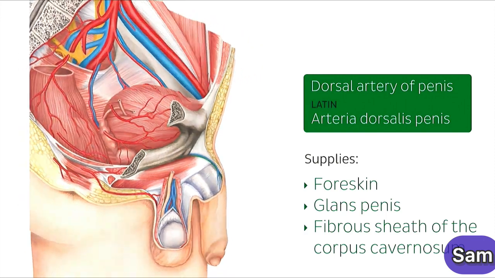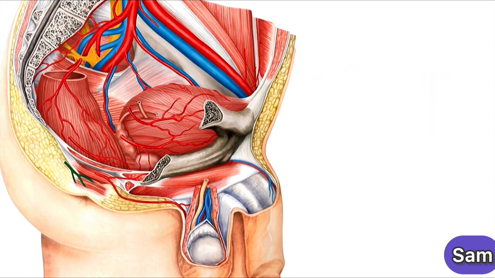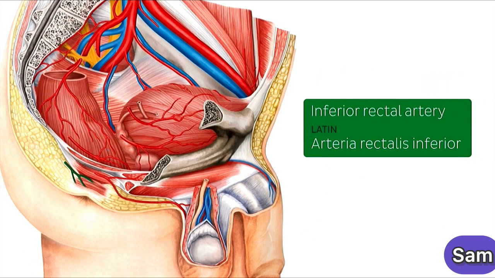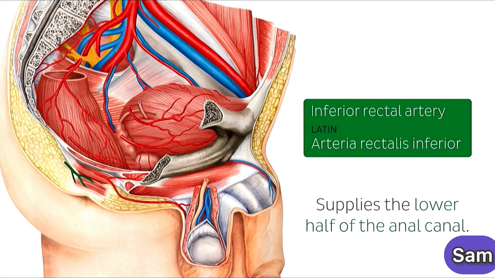The next artery that we're going to be highlighting here is known as the inferior rectal artery. Notice it here highlighted in green. And as I just mentioned earlier, the inferior rectal artery is one of the branches of the internal pudendal artery. This artery courses transversely through the ischiorectal fossa, providing blood supply to the lower half of the anal canal, including both sphincters and the skin below the anal valves.